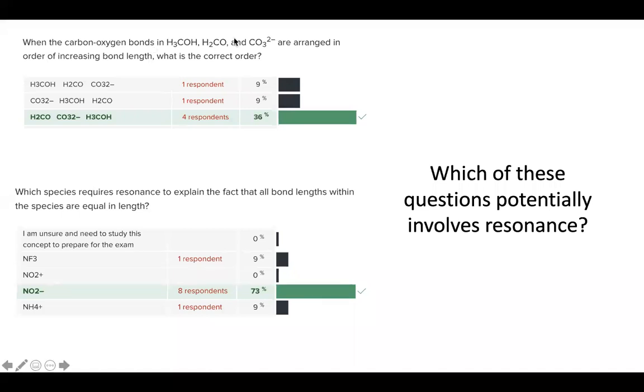And you know what? I'm sure that the carbonate there, CO3 2 minus, is going to have a fractional bond order due to resonance. Really common to have that present in these types of questions. So in this case, both of these, I need to consider how resonance would be important.